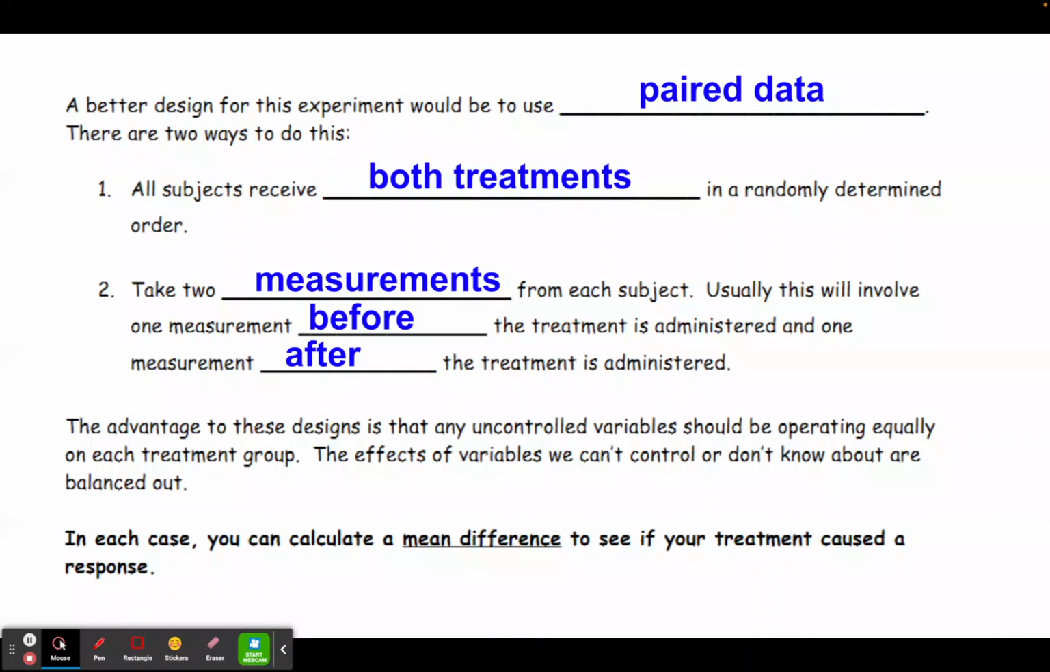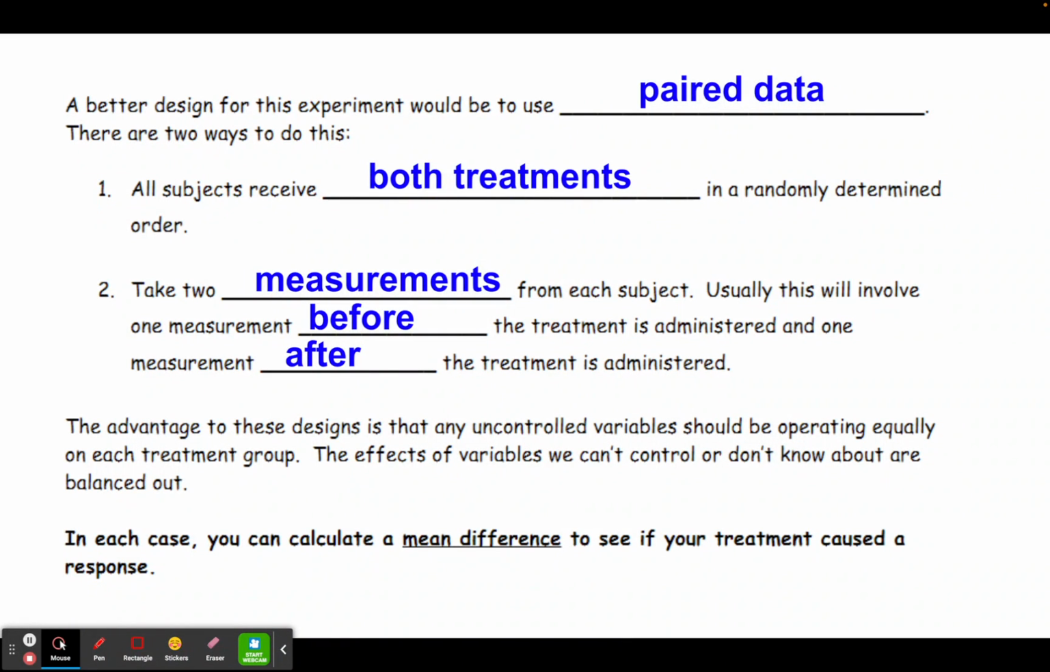A before and after approach is not really appropriate for our putting experiment, but this would be something that you might use. Like, for example, in chapter 4, when you watched the video about the Would You Fall for That whiffed energy drink, they took before and after measurements in those cases. And that happens a lot in drug trials. Now, the advantage to these designs is that any uncontrolled variables should be operating equally on each treatment group, and the effects of the variables that we can't control or don't know about are balanced out.